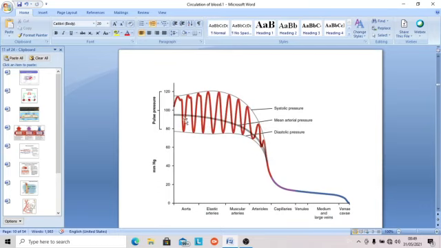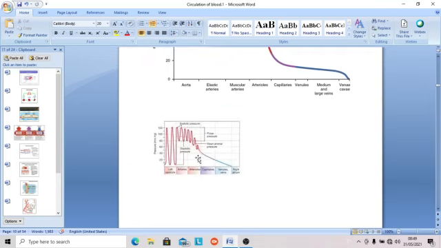This is the mean arterial pressure. And this is another way. You can see the changes of pressure within the left ventricle are from 0 to more than 120, a huge pulse. But it shortens in the aorta to 80 to 120. The pulse becomes reduced. Minimum is 80.